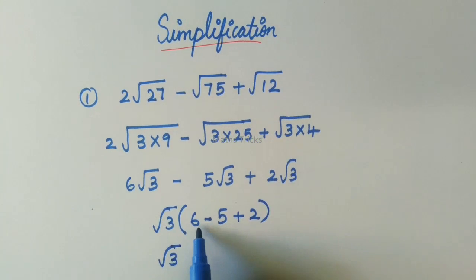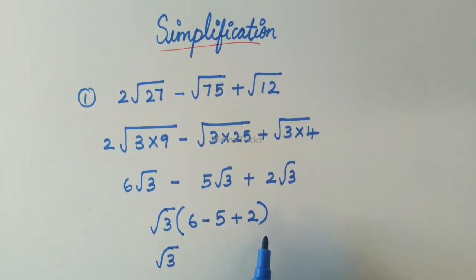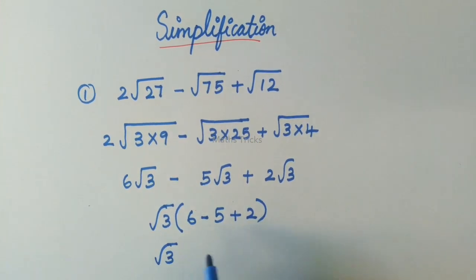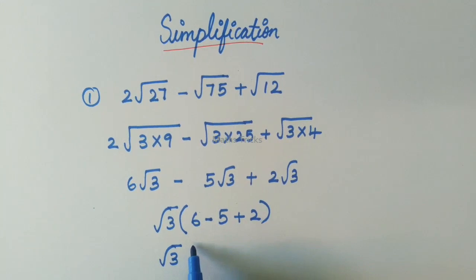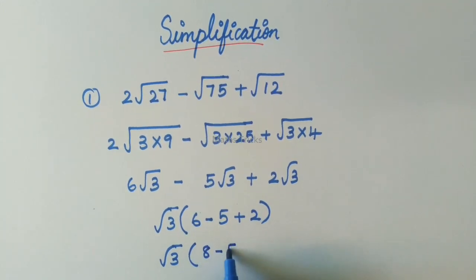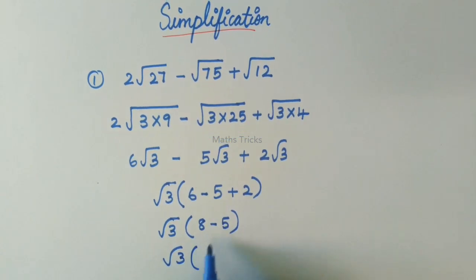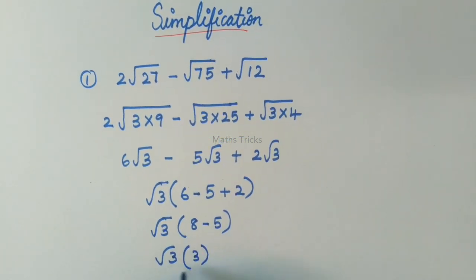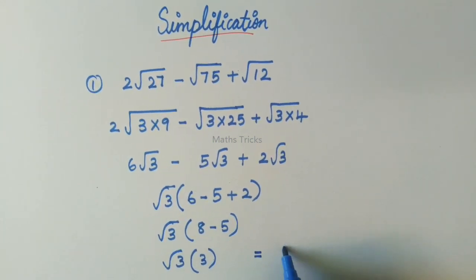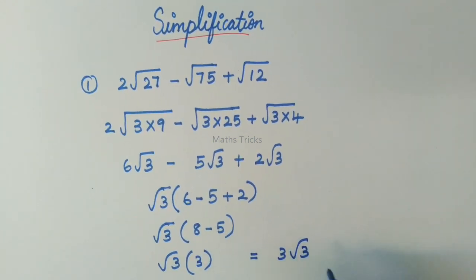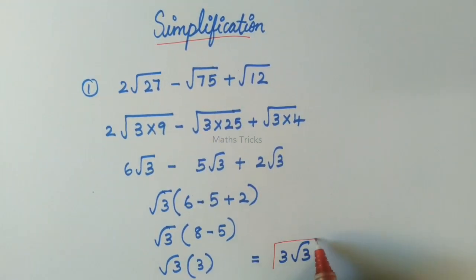BODMAS rule video links are available in the i-card. According to the BODMAS rule, first we do the addition, that is 6 plus 2, so we write 8 minus 5. The next step is the subtraction. So root 3 times 8 minus 5 is 3. So the final answer is 3 root 3. So 3 root 3 is the perfect answer for this simplification sum.